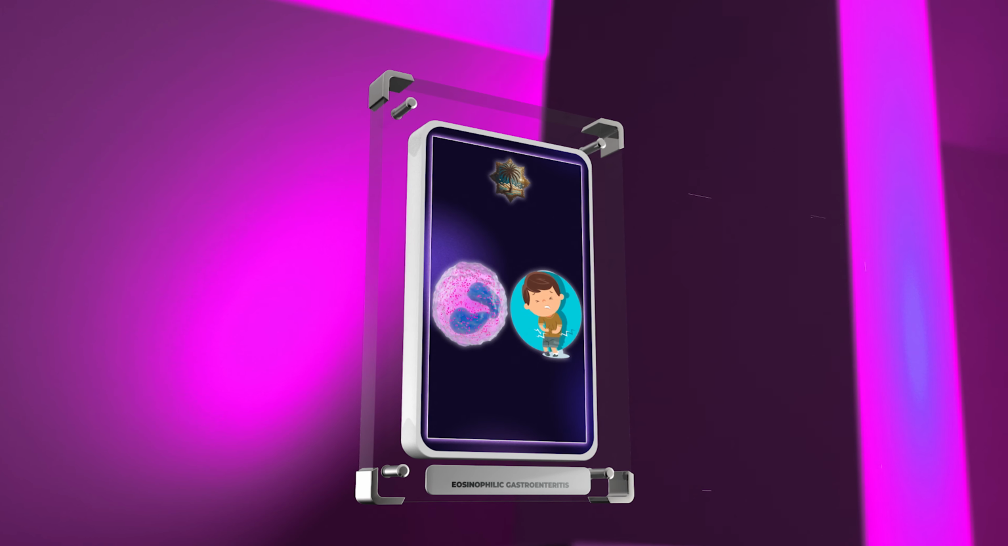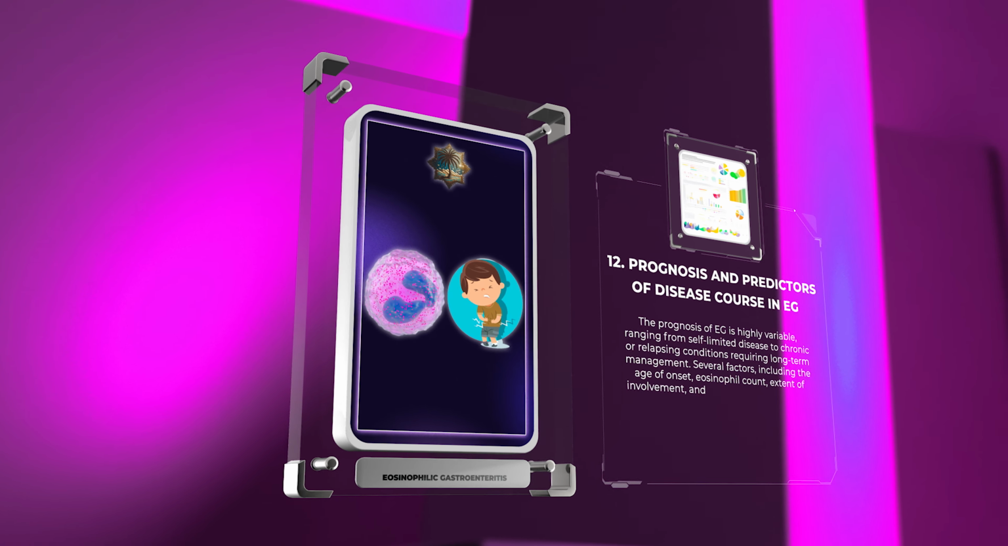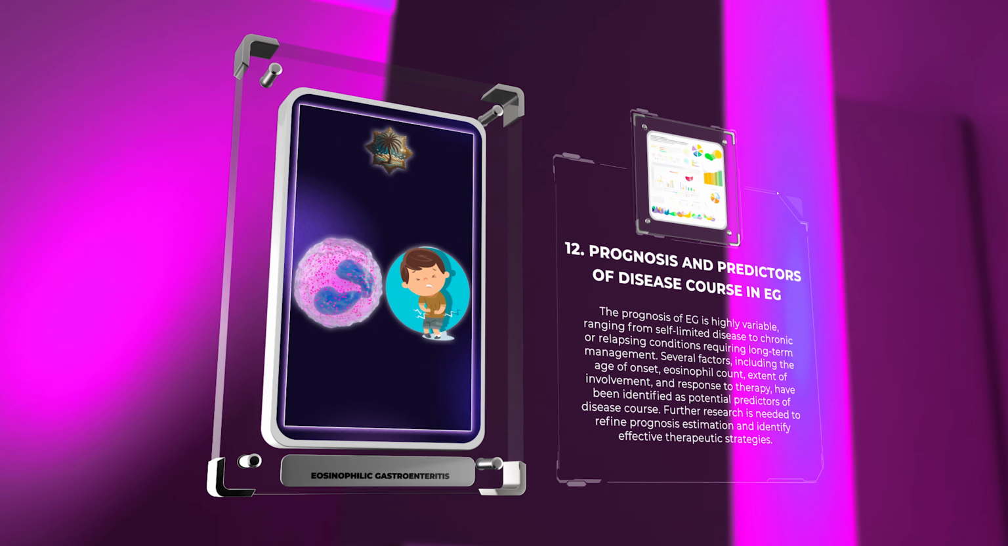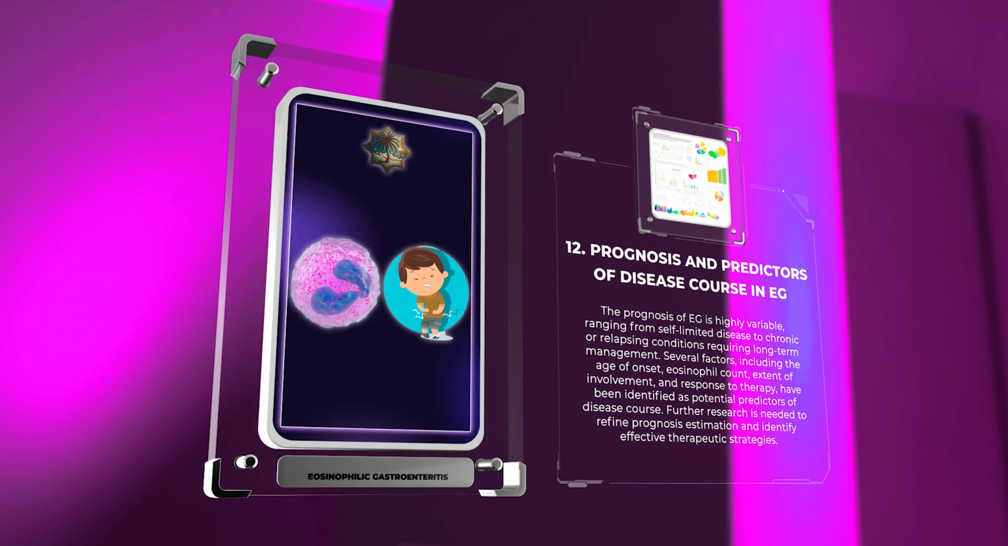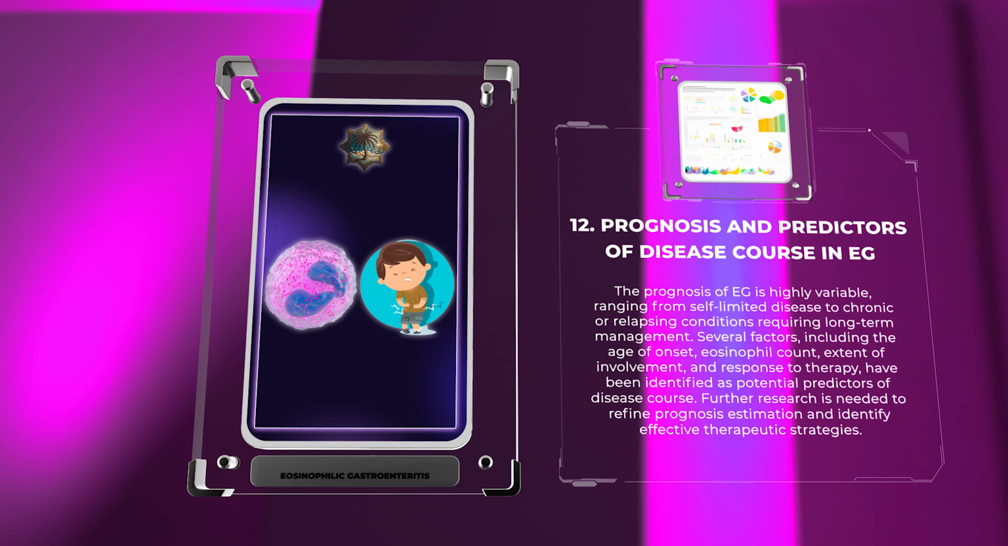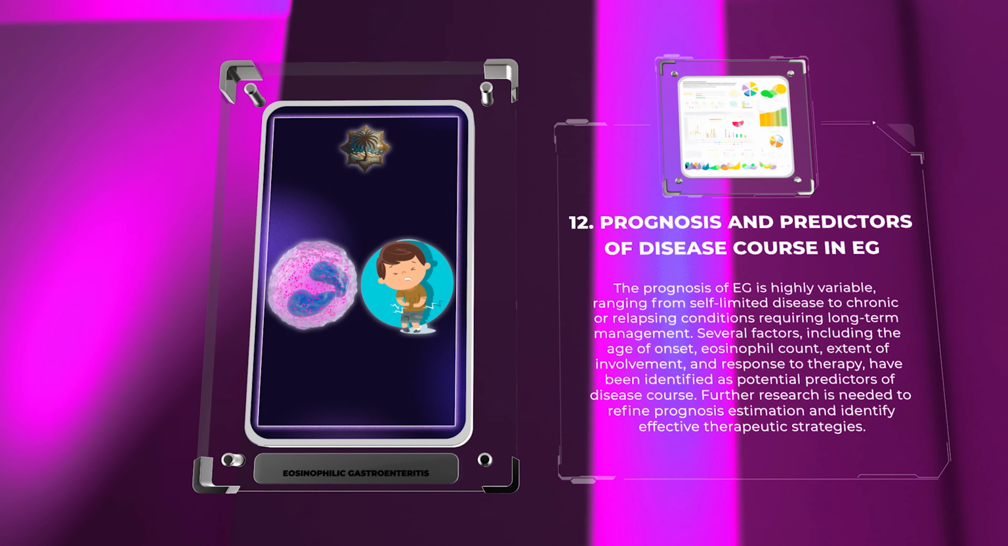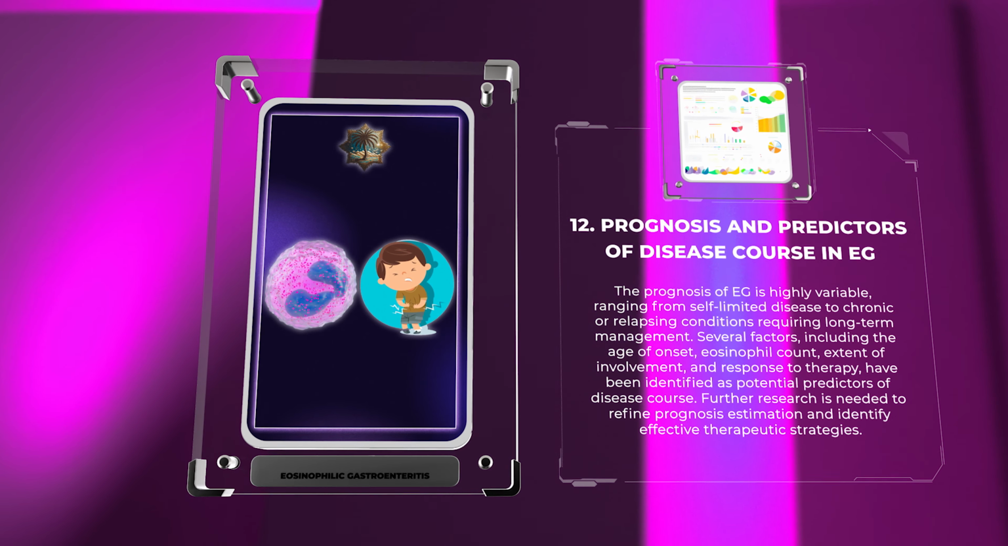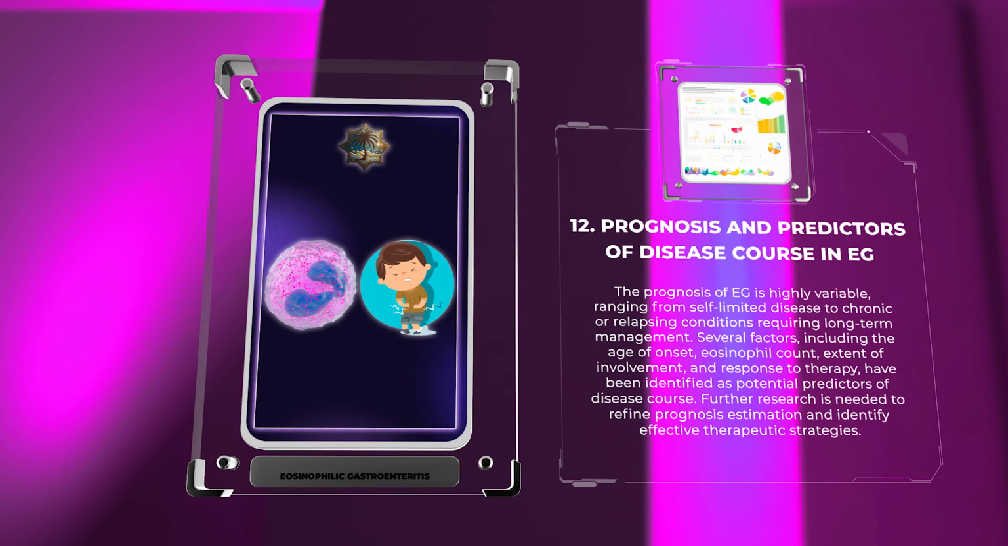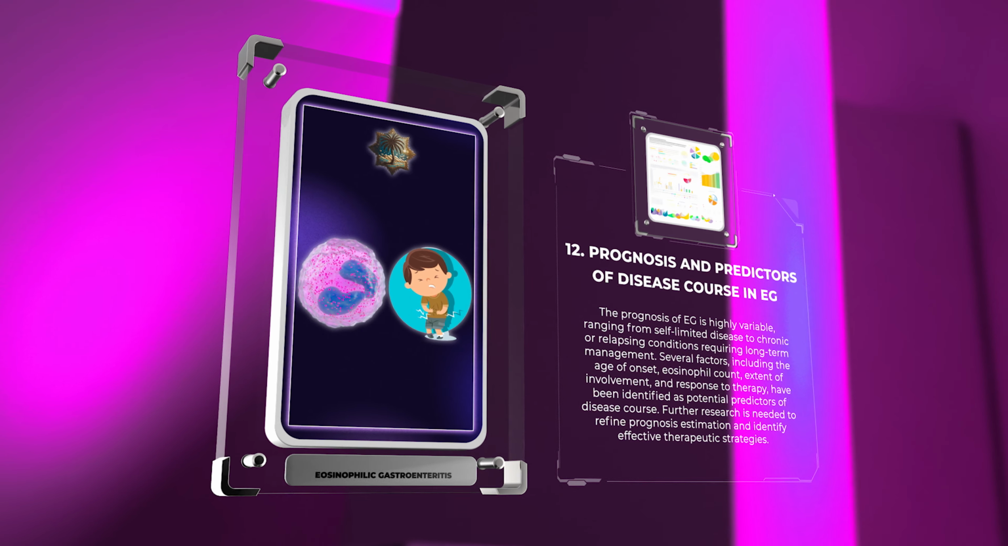The prognosis of EG is highly variable, ranging from self-limited disease to chronic or relapsing conditions requiring long-term management. Several factors, including the age of onset, eosinophil count, extent of involvement, and response to therapy, have been identified as potential predictors of disease course. Further research is needed to refine prognosis estimation and identify effective therapeutic strategies.